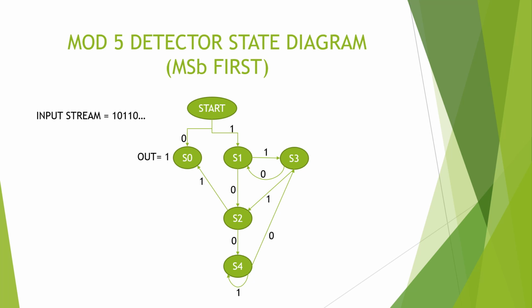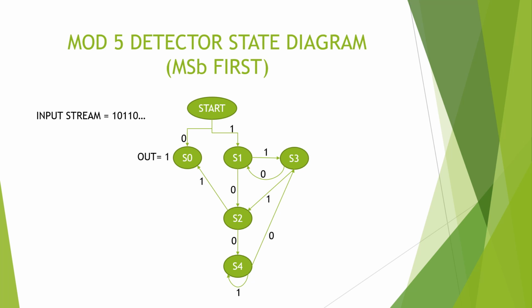So if you look at the input stream, if you get a 1, and then after that you get a 0, that means 1 became 1 0, which is 2. And after that, if you get 1 0 1, that means 1 0 became 1 0 1, which means 2 became 5, because 2 times 2 plus 1 is 5. So that's the concept.